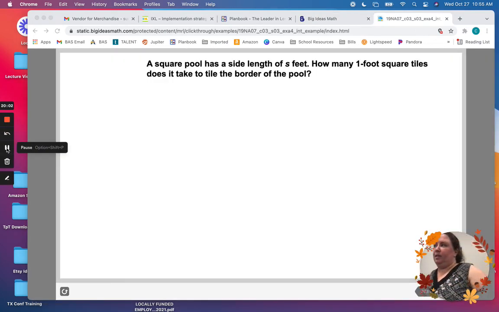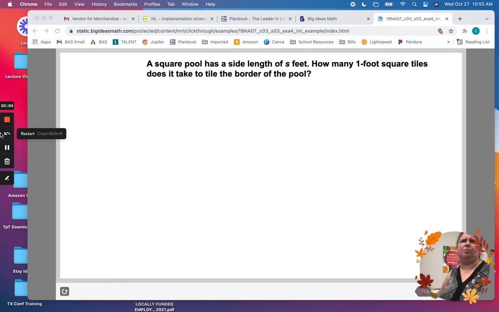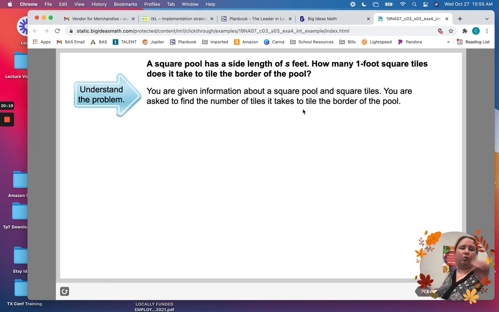7th grade, are you ready? Yes. What is this, example 4? Yes. Example 4. Write this in your journals. A square pool has a side length of S number of feet. How many 1-foot square tiles does it take to tile the border of the pool? I will warn you, this is probably one of the harder examples, so please take good notes here.